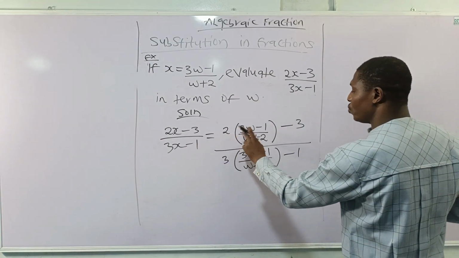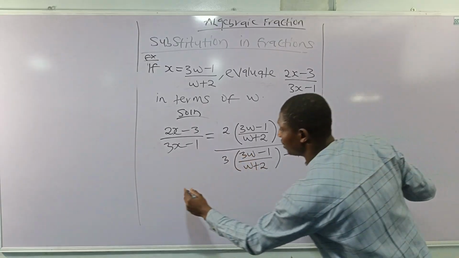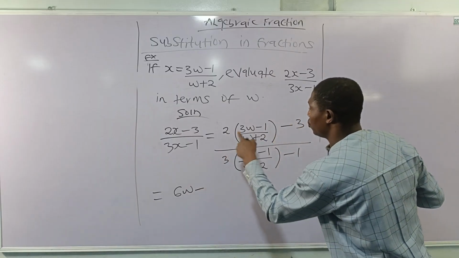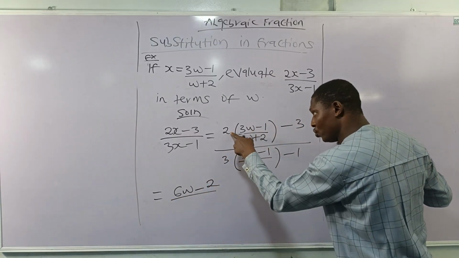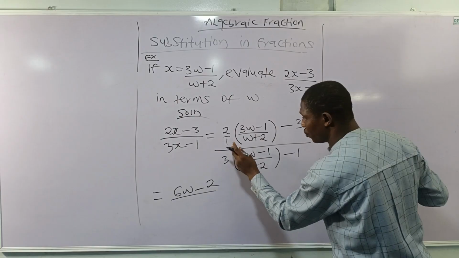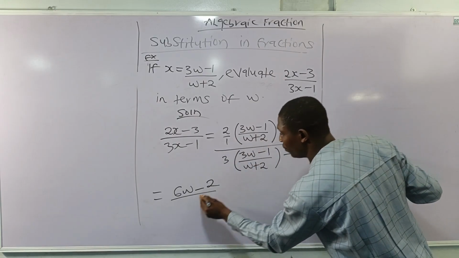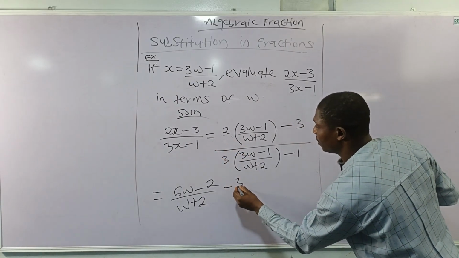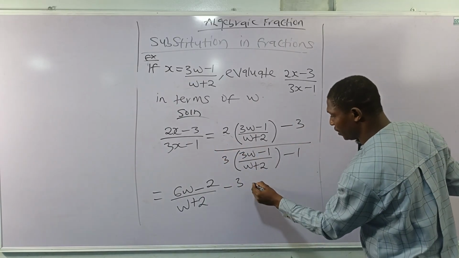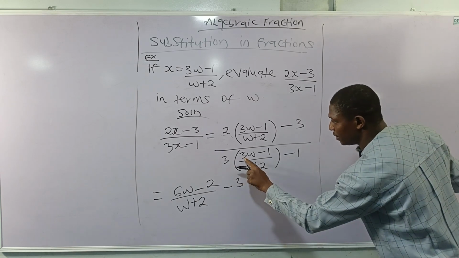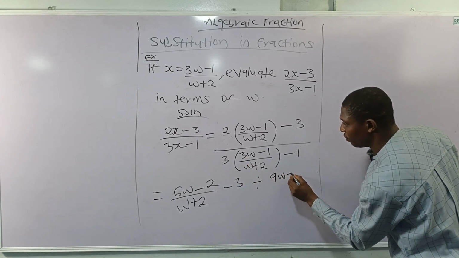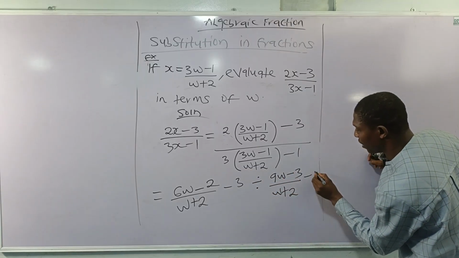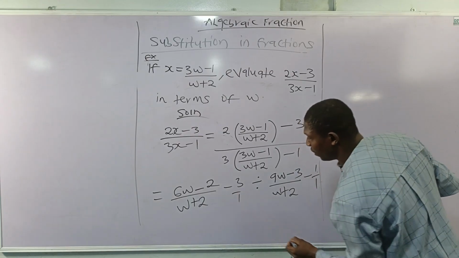I'll use my 2 to expand this bracket, and I'll use my 3 to expand this bracket. So I have 2 times 3w will give me 6w, minus 2 times 1 is 2. Remember, you don't need to use this to multiply this, because this is like over 1. So 1 times w plus 2 will give me w plus 2. I'll have my minus 3. You can choose to change this division sign to this. 3 times 3w will give me 9w, minus 3 times 1, 3, all over w plus 2 minus 1. This can be over 1.